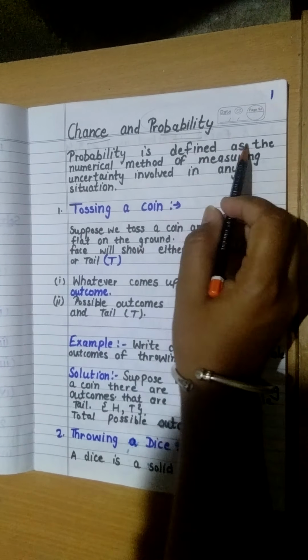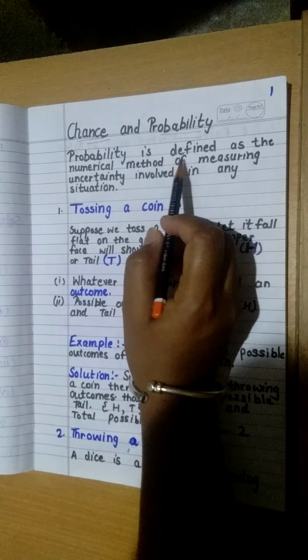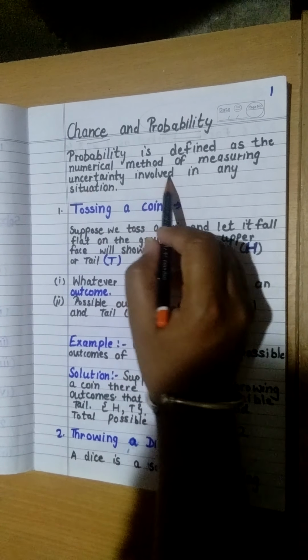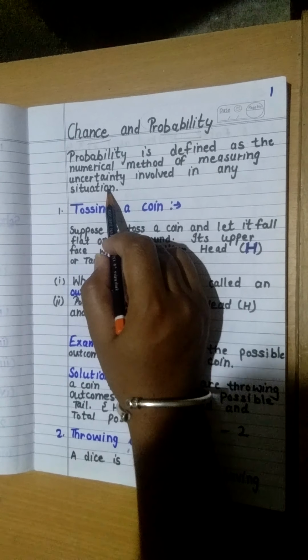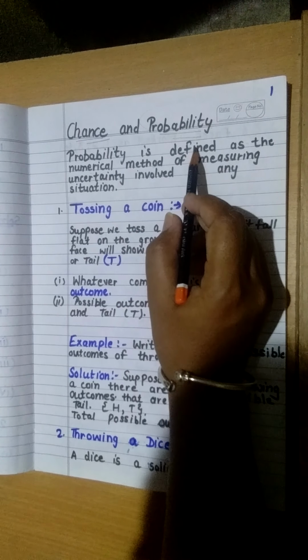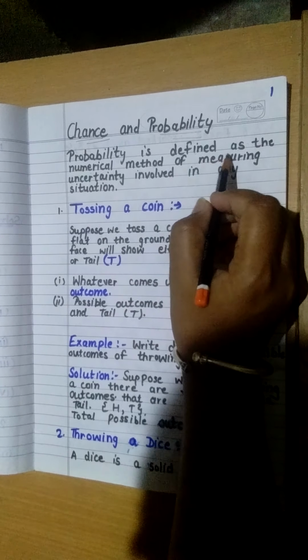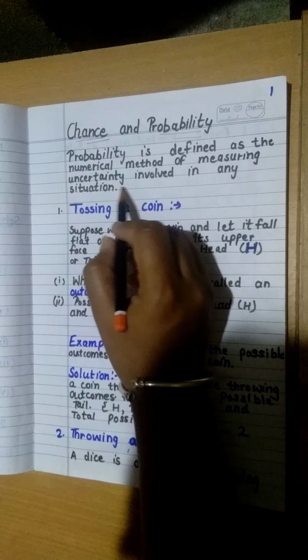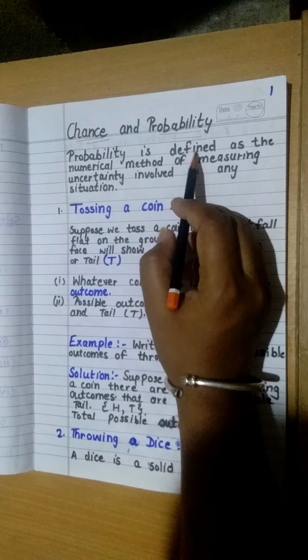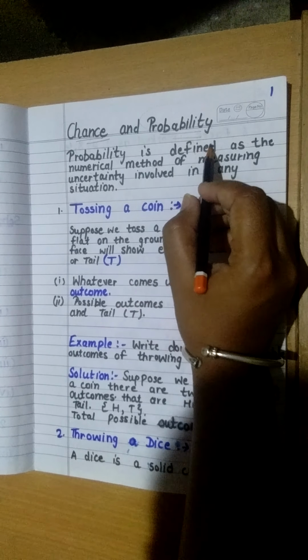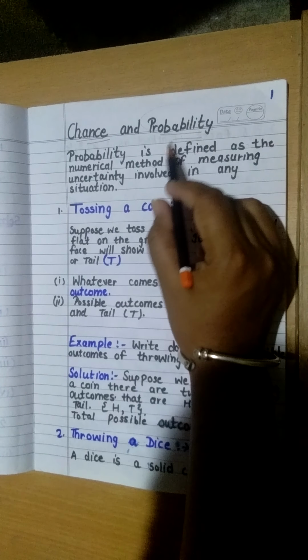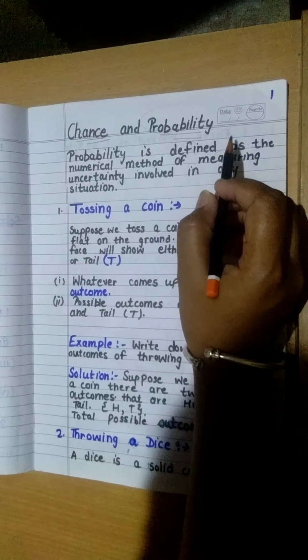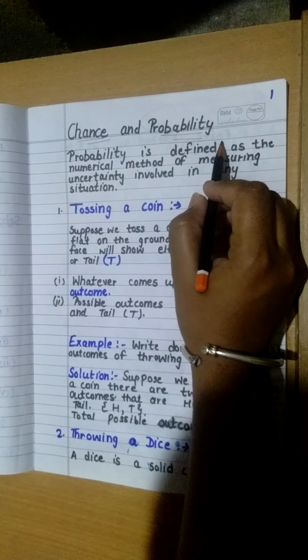Probability is defined as the numerical method of measuring uncertainty involved in any situation. Means probability is the chance of occurring any possible outcome.